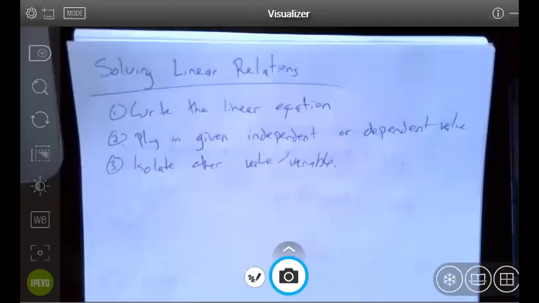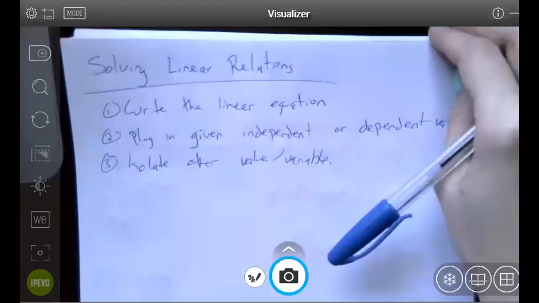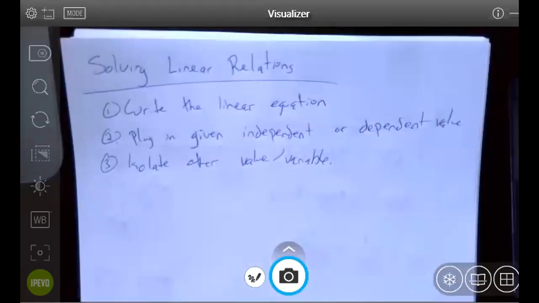Okay, the last thing that we're going to do today is go over how to actually solve a linear relation. So step one will be to write the linear equation, which is what we've been doing so far this lesson. Then you're going to be given either the independent or dependent value. So plug that into your equation where either the x or the y is, depending on which value you were given, and then isolate the other variable.